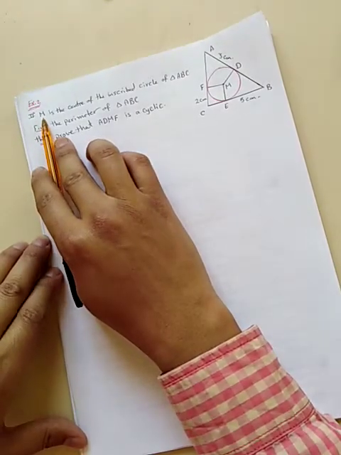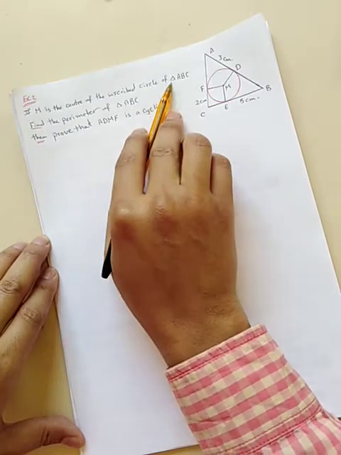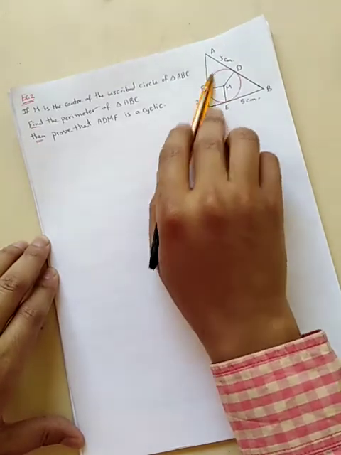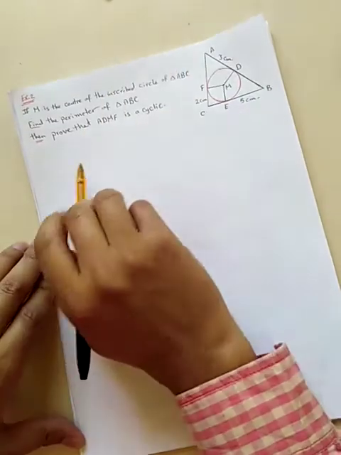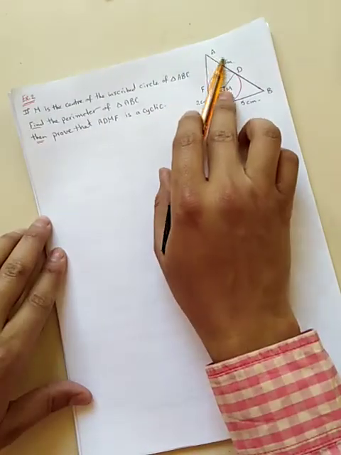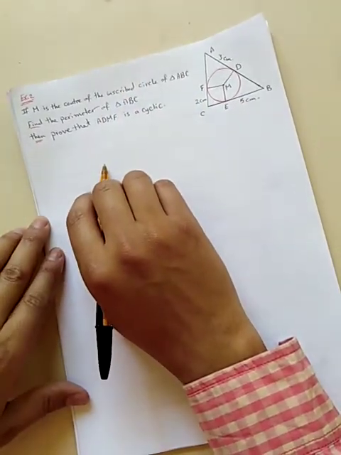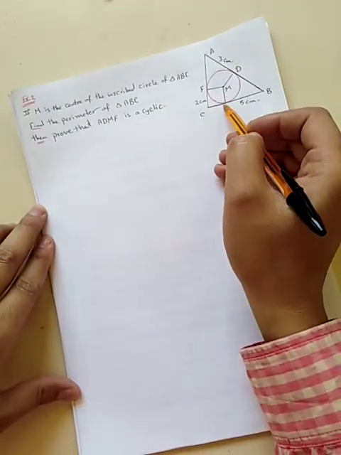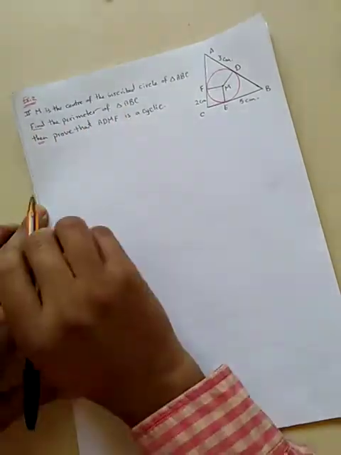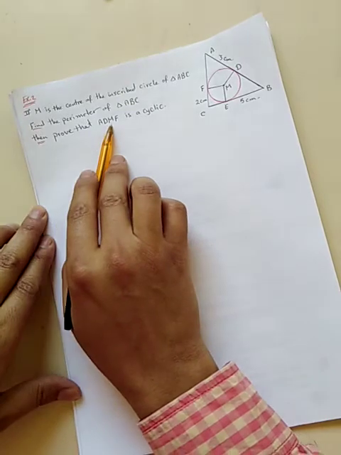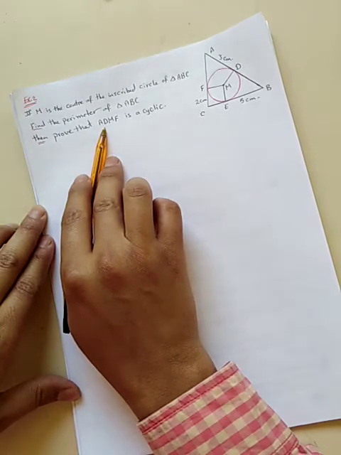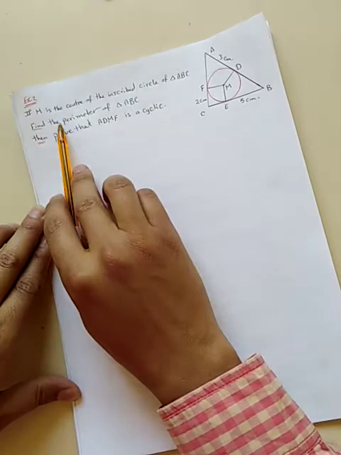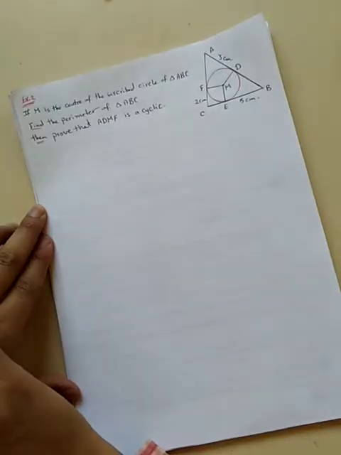Example 2 says, if M is the center of the inscribed circle of the triangle ABC. This M is the center of the inscribed circle in the triangle. That means the 3 sides of the triangle touch the circle at 3 points, as you see. Find the perimeter of triangle ABC and also prove that the quadrilateral ADMF is a cyclic quadrilateral. How can we get the perimeter of the triangle first? Let's think.